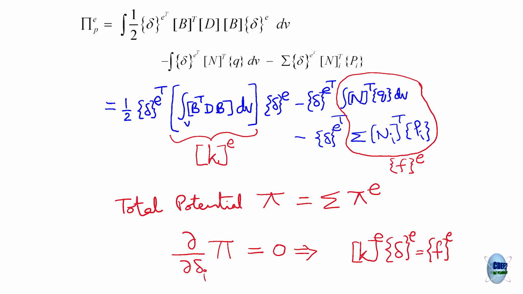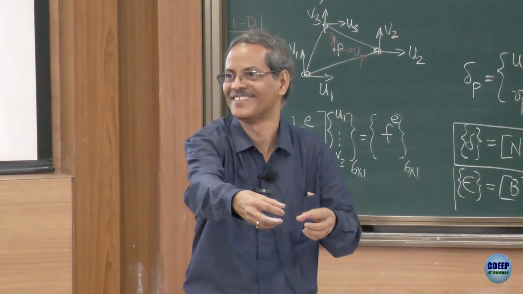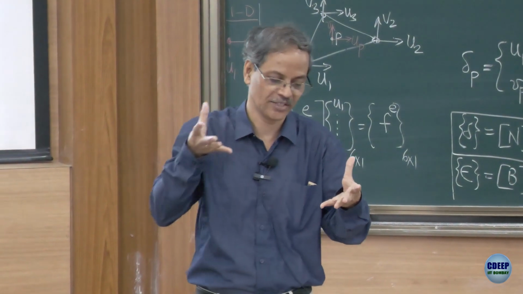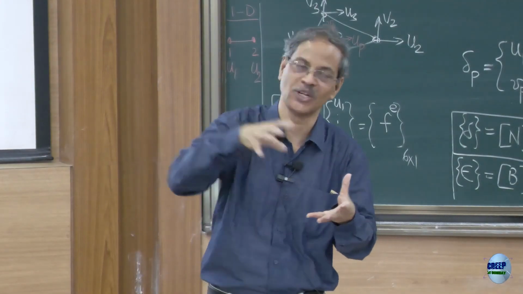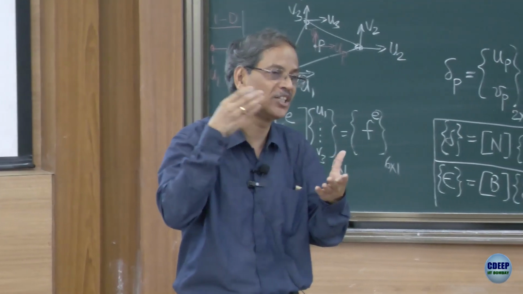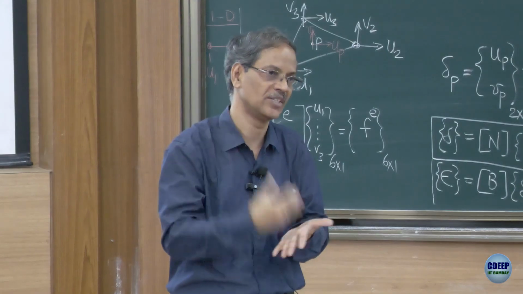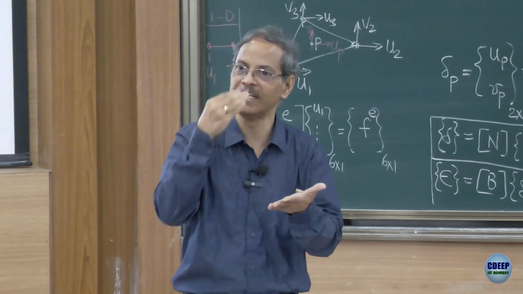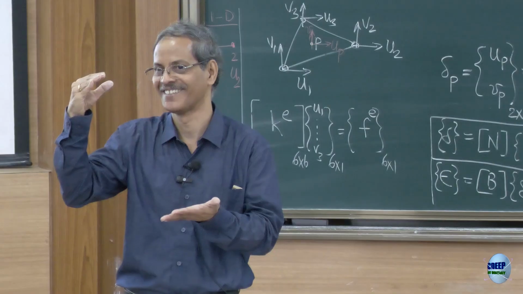So the only way I can bring in changes is by varying U1 V1, U2 V2, U3 V3. That is the only way I can bring in extra strain energy into the system or extra potential of external forces terms. So the variation is possible only with respect to U1 V1, U2 V2, U3 V3 for this element. With respect to small admissible variations, the total potential has to be stationary.